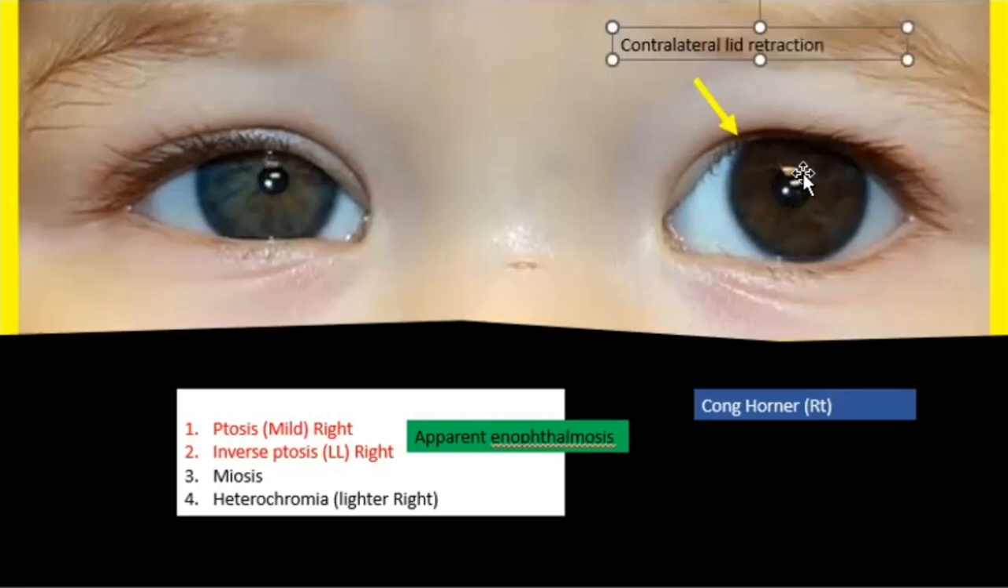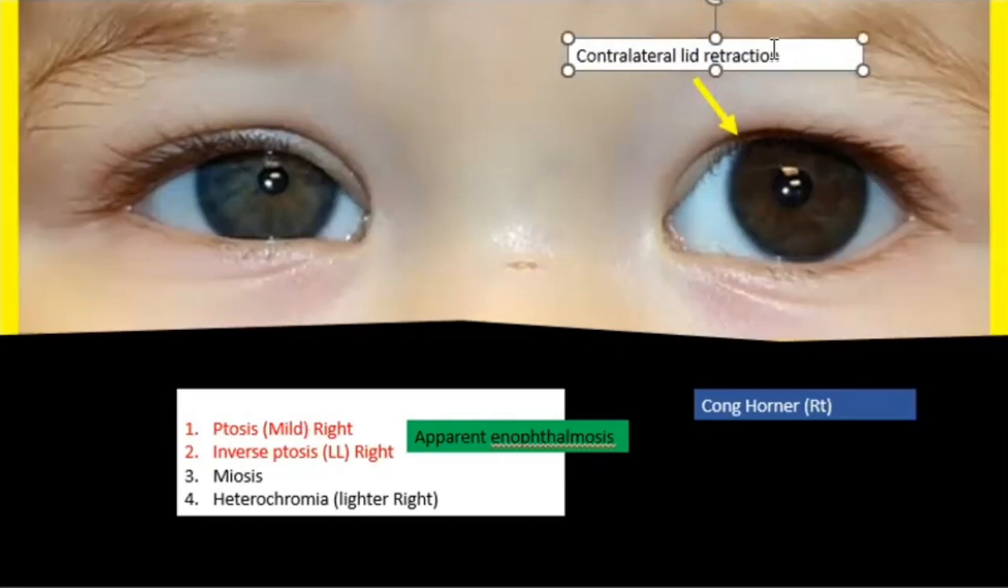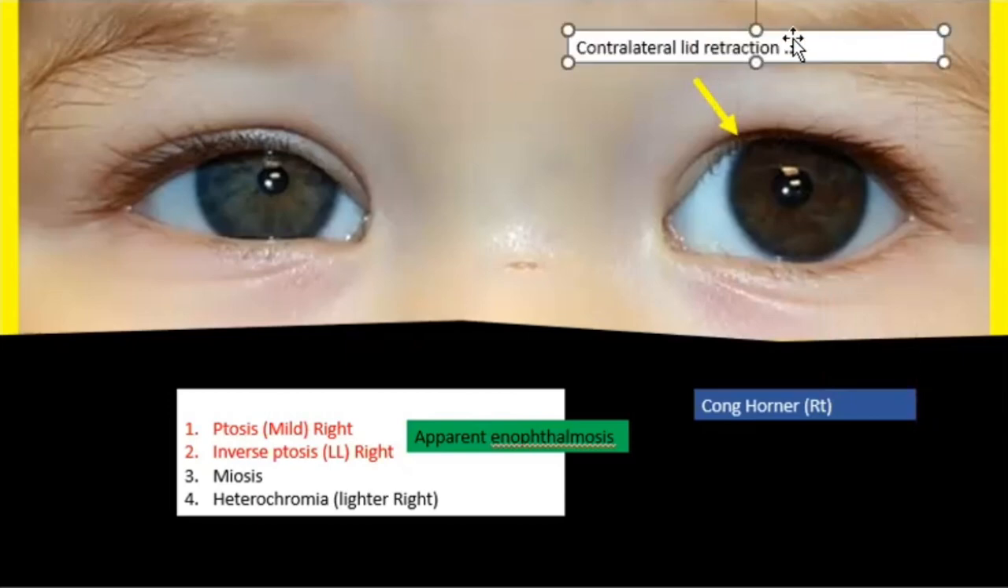Okay. If we have a lid retraction, even if it is contralateral, even if it is compensatory, sometimes it may give a pseudo impression of what? If we have a lid retraction, it might give what? Maybe pseudoproptosis. Yeah, it may give a pseudoproptosis. Because sometimes candidates miss the diagnosis and they think this is a proptotic eye, but actually this is a pseudoproptosis because of the contralateral lid alteration, and the abnormal side actually is the right side.